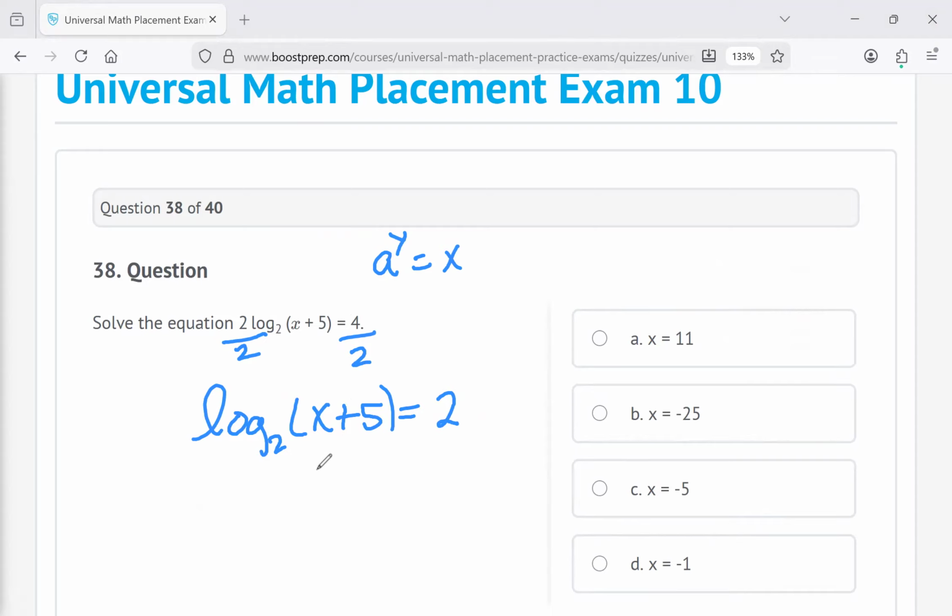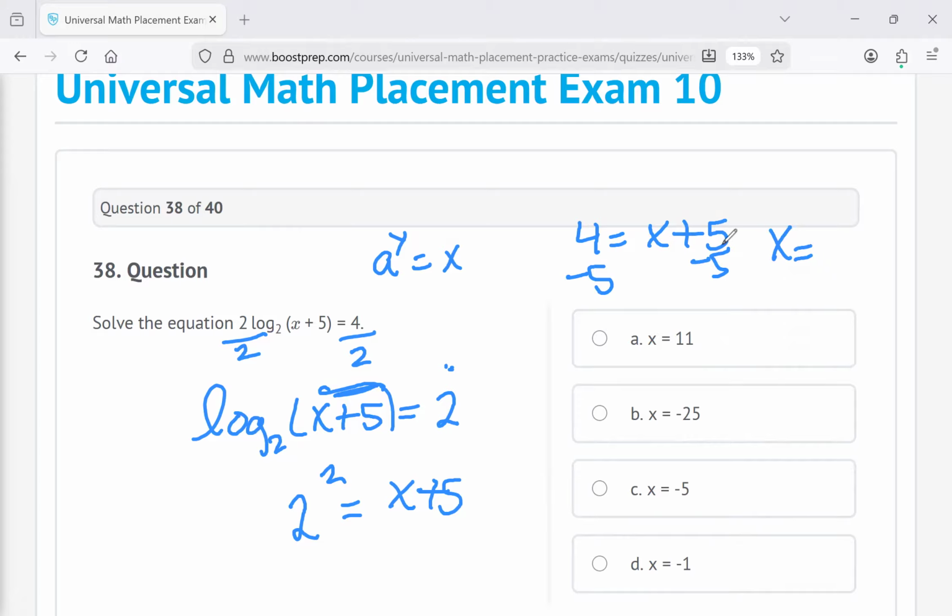Now you may put this in exponent form. So it's really saying the base 2 to the power y, or this number 2, equals your x, which is x plus 5. So 2 squared, 4, equals x plus 5, and then subtract 5 from both sides. You get x equals 4 minus 5, which is -1.